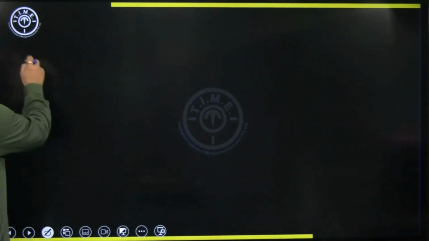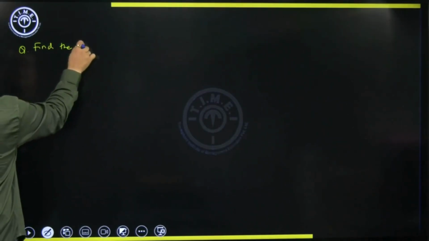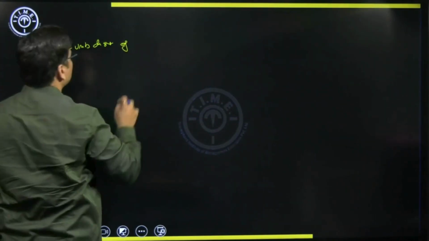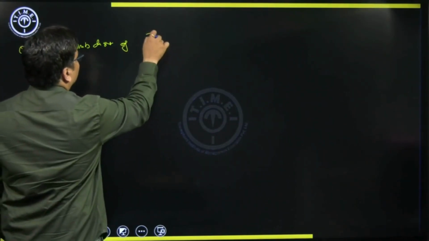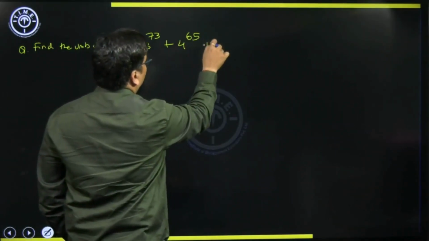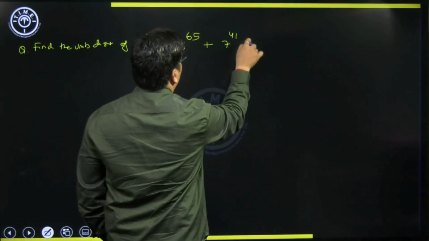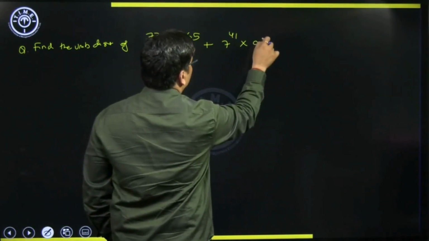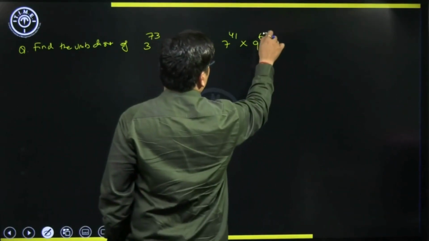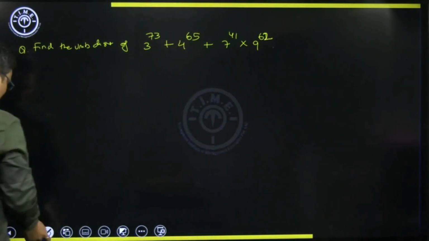Say for example, the question is find the units digit of 3 to the power 73 plus 4 to the power 65 plus 7 to the power 41 into 9 to the power 61, okay, or 62. Let's take 62. Find the units digit.